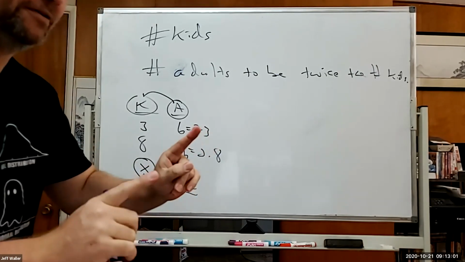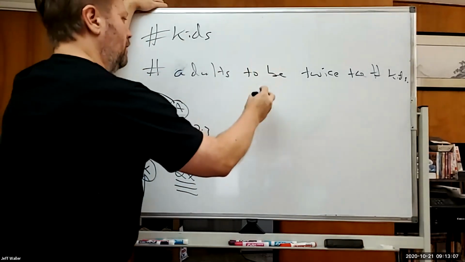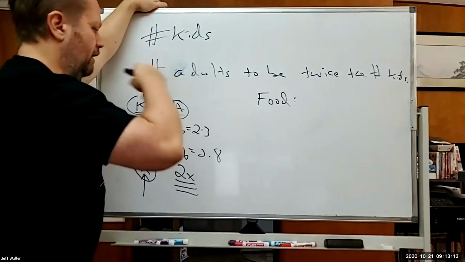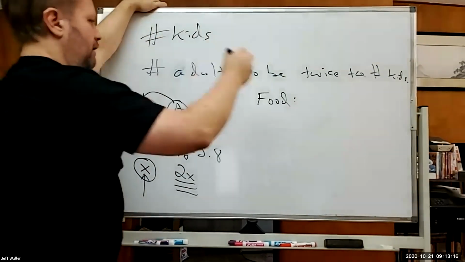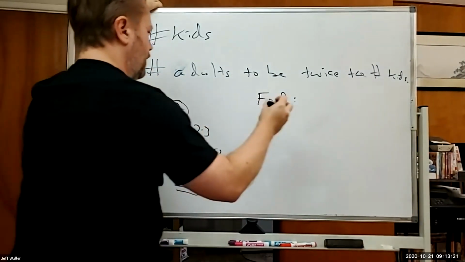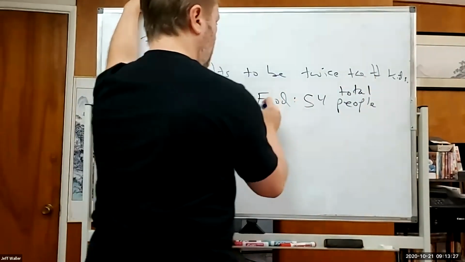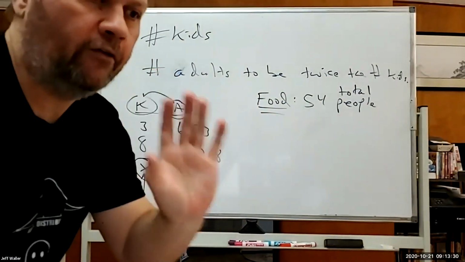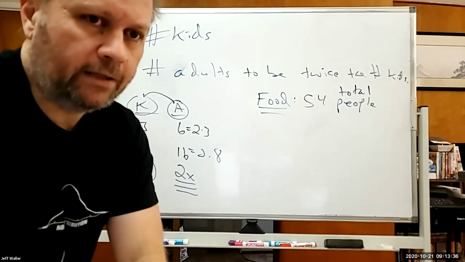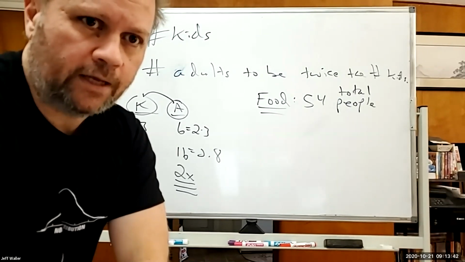All right, now let's say I know how much food I can handle. So I need to have, let's say, at most 54 people. Because of the food limitations, I can have 54 total people. I claim that from this information, I can figure out how many kids and how many adults I can have.